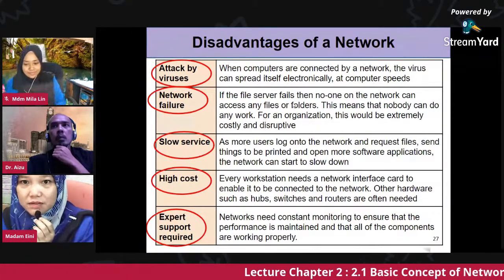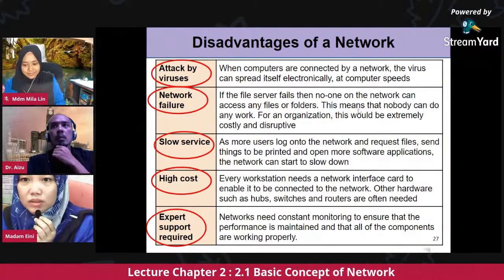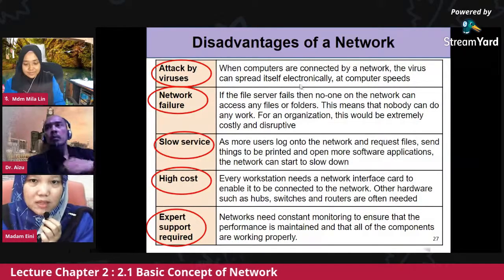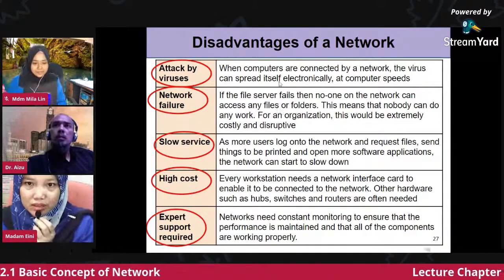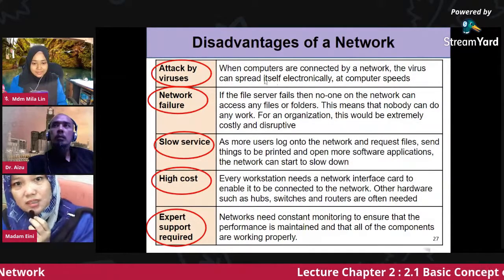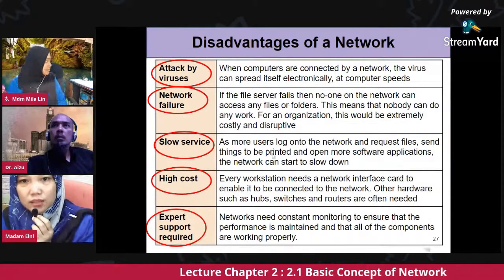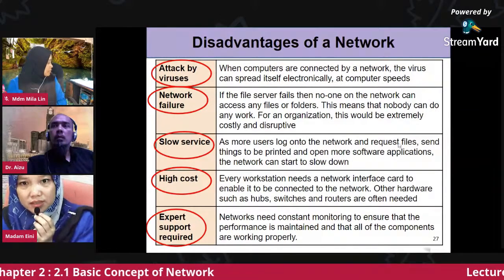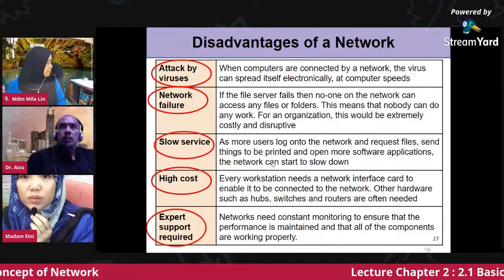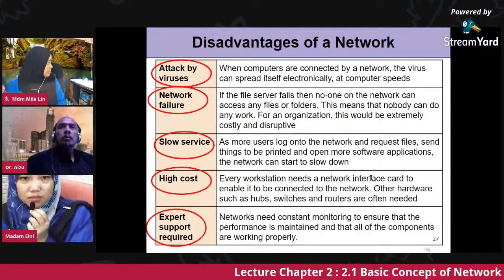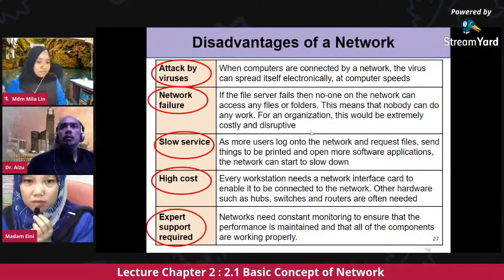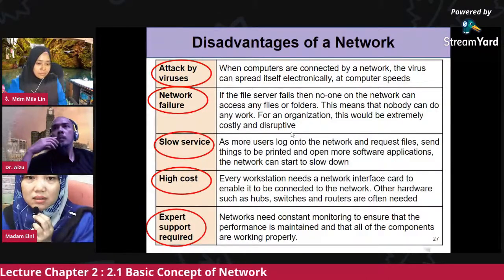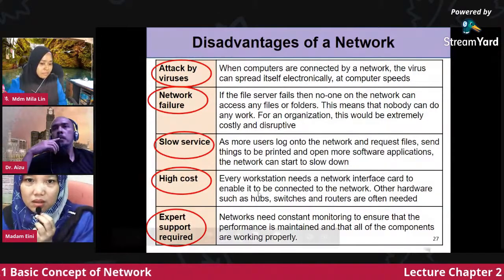Okay, network failure. If the file server fails, then no one on the network can access any files or folders, means no sharing. Okay, the third one is slow service. As more users log onto the network and request files, the network can start to slow down. The fourth, high cost. Of course, high cost. We need money to build up the network.